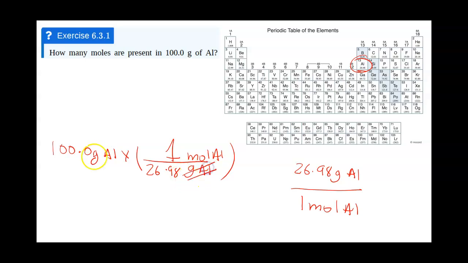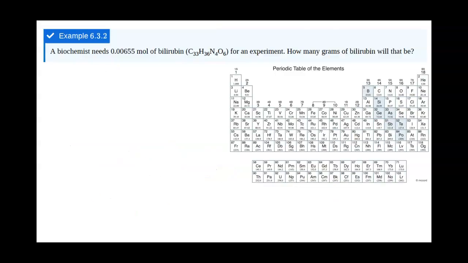I cancel the units where I can, and that tells me that when I do this math, I'm going to get moles of aluminum, which is exactly what I wanted. At this point, I pick up my calculator and I do the math. So I'm going to do 100 times 1 divided by 26.98. That tells me that there are 3.706 moles of aluminum in every 100 grams of aluminum. And that's it. That's how we do these kinds of problems.